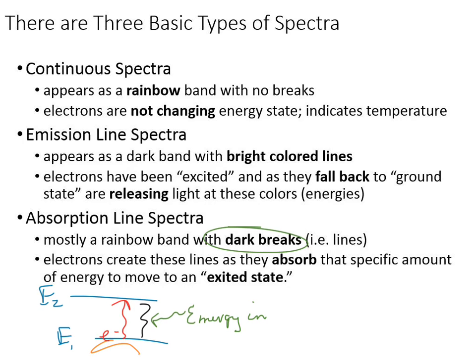Now, if you have the emission spectra and the absorption spectra of the same element, you're going to see they look like black and white negatives of each other. They're going to be in the same locations, either bright lines or dark lines.